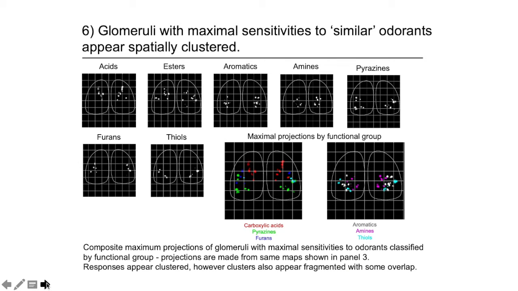Finally, we created maximum projection maps of glomeruli with maximal sensitivities to chemically similar odorants. We can see that glomeruli with maximal sensitivities to similar odorants are spatially clustered together on the dorsal olfactory bulb surface. However, these appear fragmented and have some overlap. Overall, this supports the idea that there exists a chemotopic map of odorant sensitivity across the olfactory bulb.